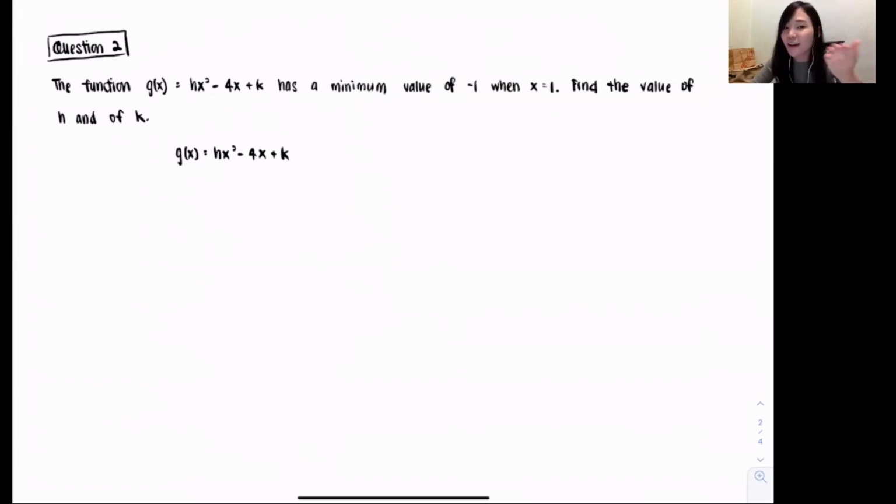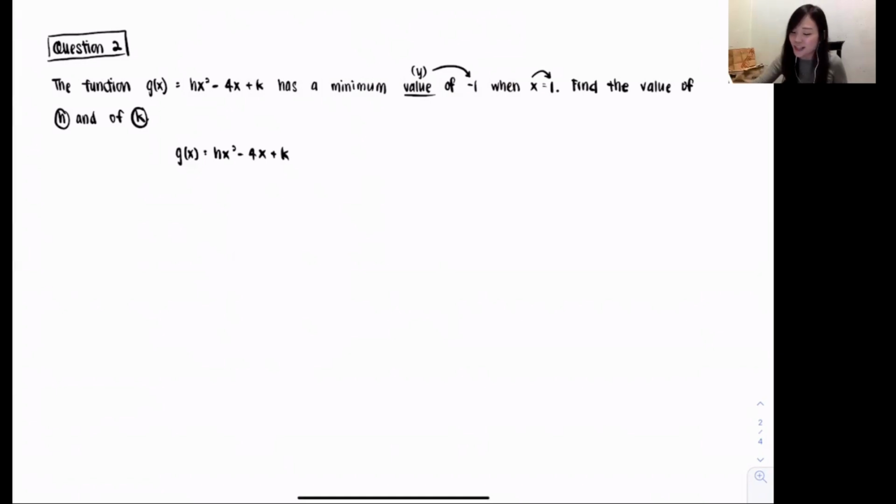Question 2. The function, again, they give this, has a minimum value. Value is what? Very good, y. So now they tell me the y is -1 when the x is 1. Find the value of h and of k. You should realize this time round, they didn't ask for the maximum or minimum value. Instead of asking you, they give you, but they want you to reverse and find back the h and k answers. The concept is the same.